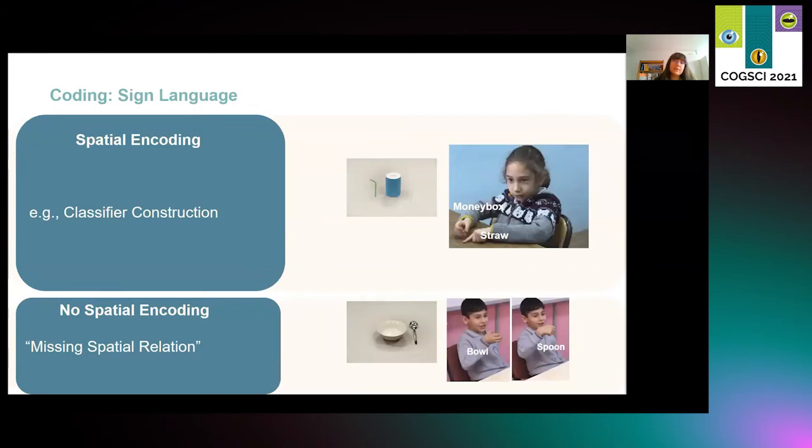For sign descriptions, signers used 5 different linguistic strategies to describe the spatial relation between objects. The most frequent of those strategies was the classifier constructions, as I described above in more detail. Descriptions with no spatial encoding in sign, similar to speech, include descriptions with missing spatial relation.